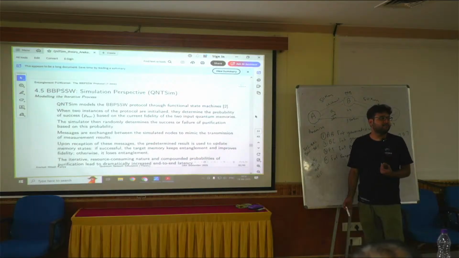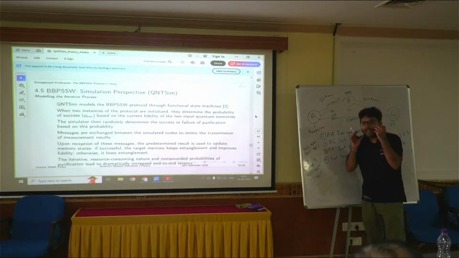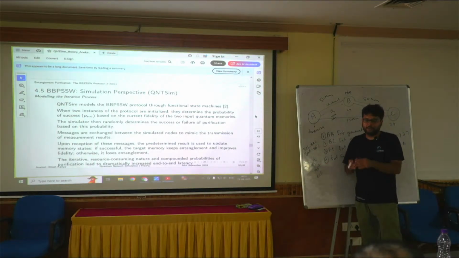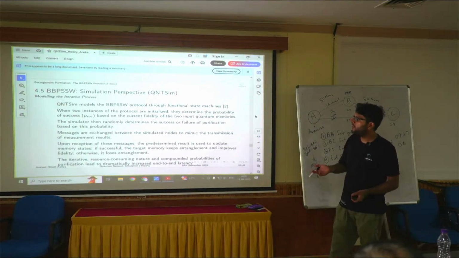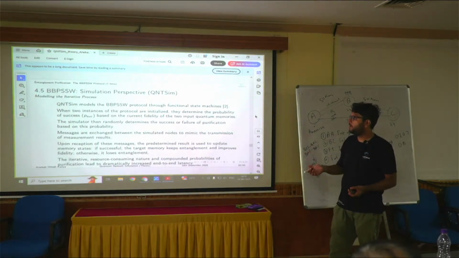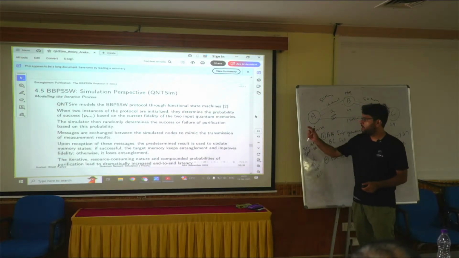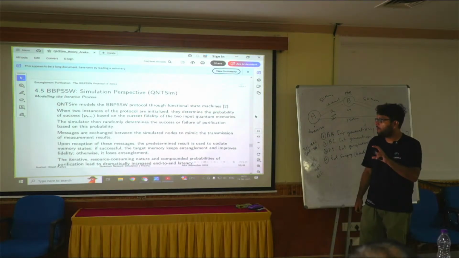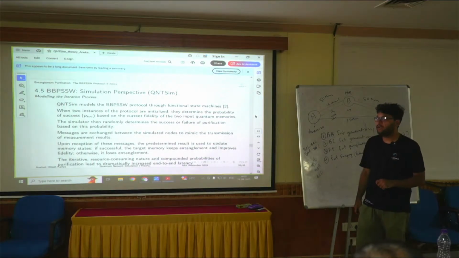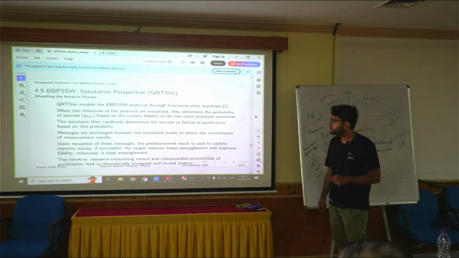So the idea is that if you do an actual physical process, it may succeed or may not succeed. But in a simulator, we want to mimic it. We want to mimic how that success happens. So for that, we keep track of some random functions to make sure that if the probability is 0.9, the simulator succeeds 90% of the time and fails 10% of the time.